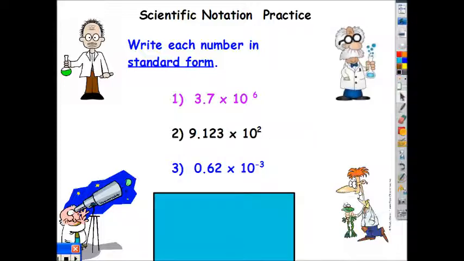Go ahead and press pause to work the next one. So this time, since I'm multiplying by 10 to the negative 3, that's the same as dividing by 10 3 times. I would move this decimal 3 places to the left and fill in the empty spaces with 0, giving me this answer.